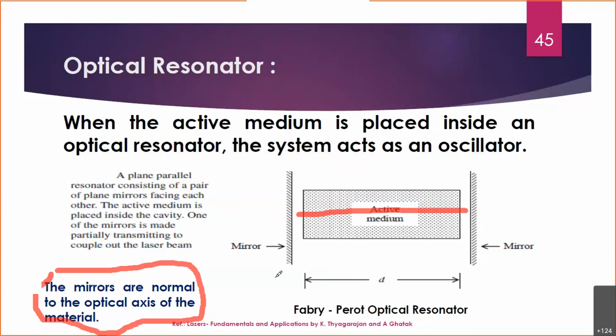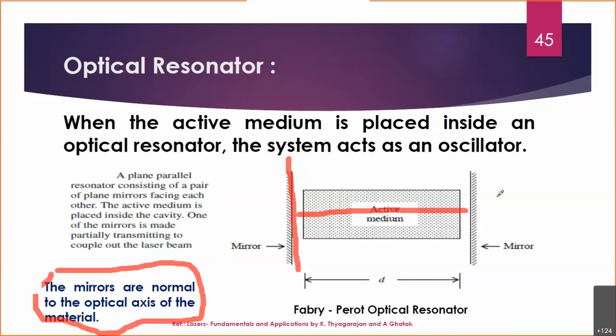Okay, and now you see the mirror's alignment. That is completely perpendicular or normal, which I have written over here. And this is very important. Then only you will get a maximum output from this optical resonator. That means if you keep this arrangement in a perpendicular order, then only you will get the maximum output from this resonator part. Okay, so I hope it is clear.